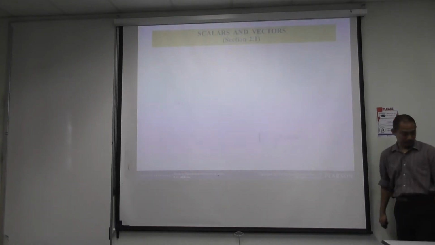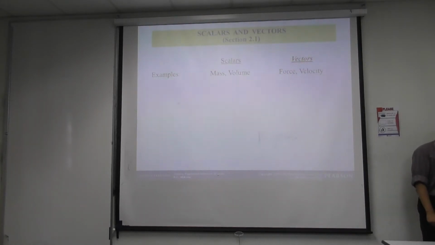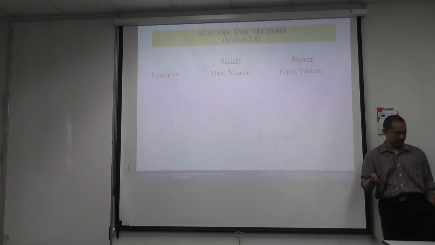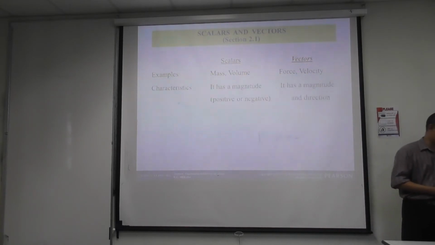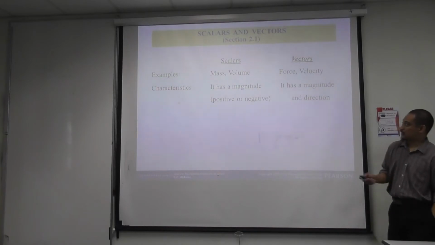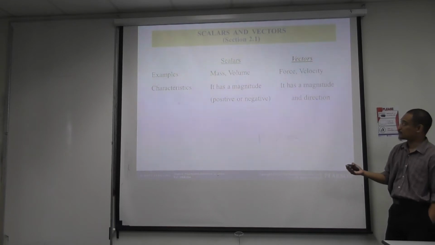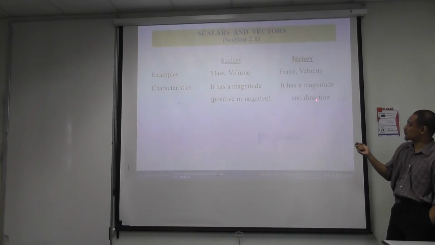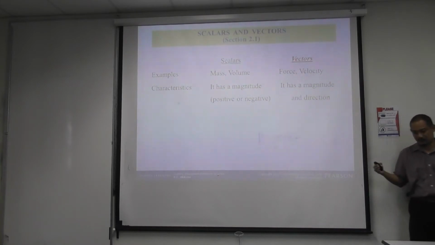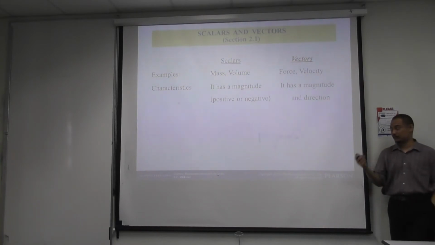Now, what's the difference between scalar and vector? This is just the example. Mass and volume are scalar, force and velocity are vector. The difference is scalar only has magnitude. For example, the mass is 60 kilogram. While vector has magnitude and direction. So it's 30 Newton in that direction.